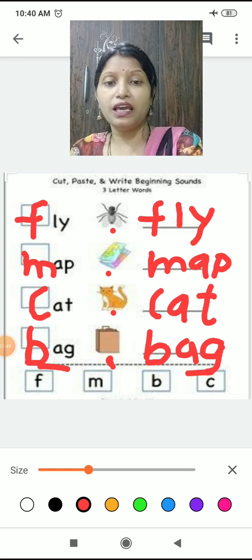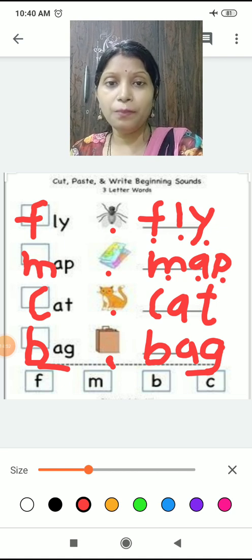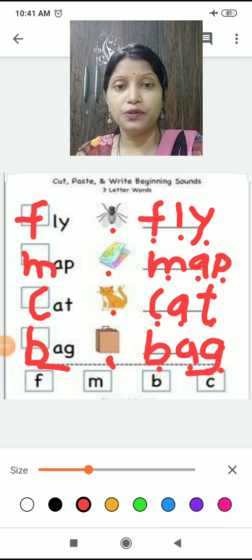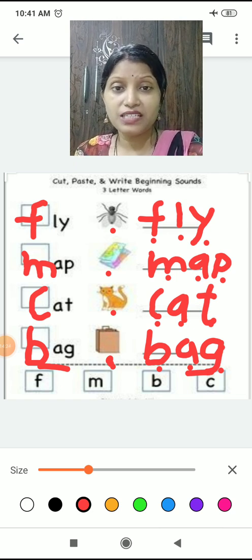Yes. Let's read once more. F L Y. Fly. M A P. Map. C A T. Cat. B A G. Bag. Okay. So children, you understood the beginning sounds?